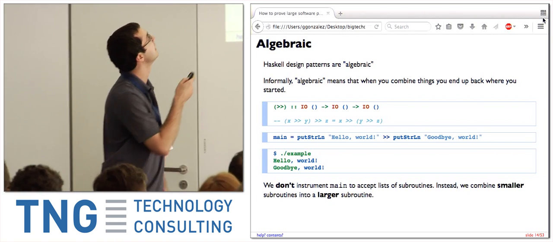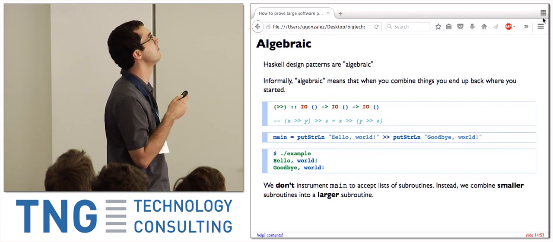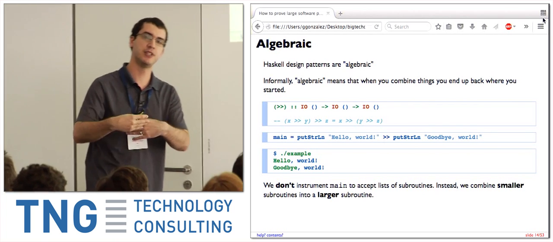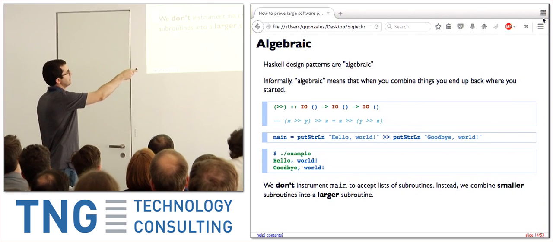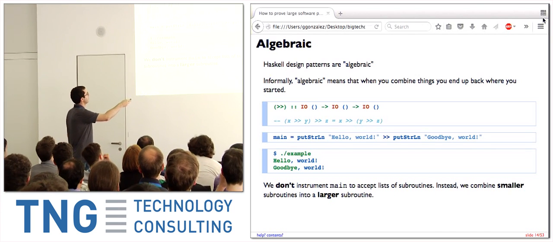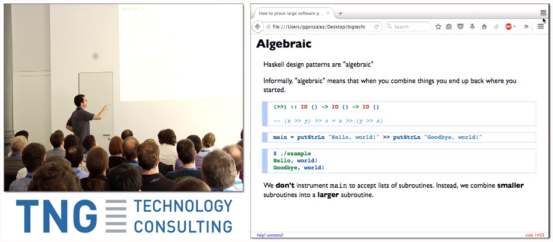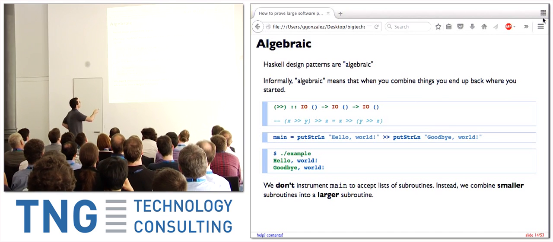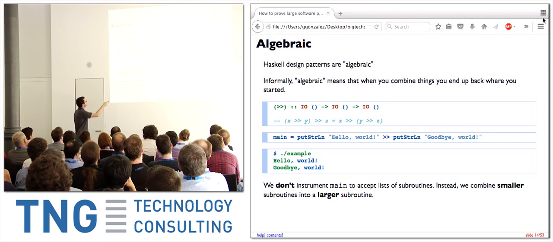Instead, what we do is we provide this operator, which I'll call sequence or and then, which combines two subroutines into one subroutine. So for example, here I can say, here's a subroutine that prints hello world, and I want to combine it with the subroutine that prints goodbye world. And now I can equate that combined subroutine with the symbol main. And if I do that, it will print hello world and goodbye world. And I want to highlight that this sequencing operator is associative. If I combine x and y first, it's the same as if I were to combine y and z first.